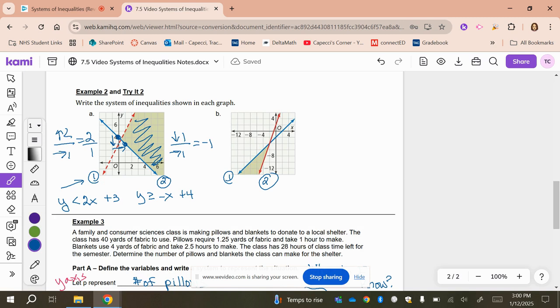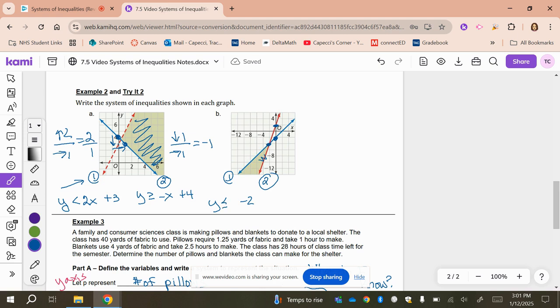Now this one is a little trickier because I'm counting by 2's, right? When I look at my x and my y-axis, everything is counting by 2. So I have to keep that in mind. Okay, let's look at number 1. My y-intercept is right here. That looks like that's -2. Now I have a solid line and I shaded below. So solid and below is less than or equal to.